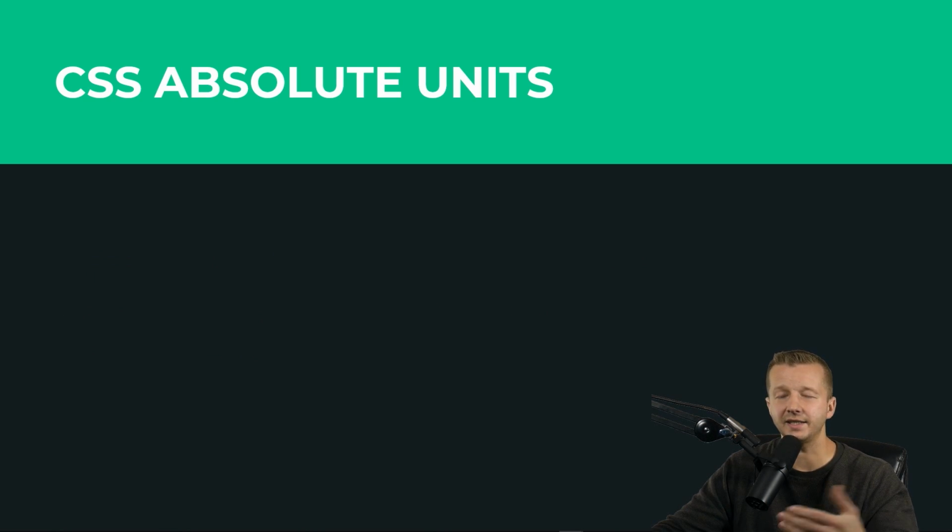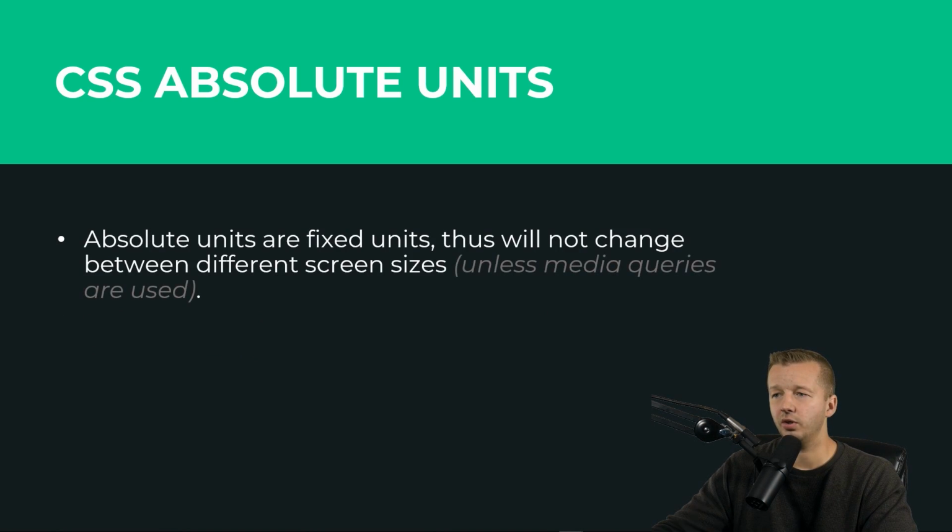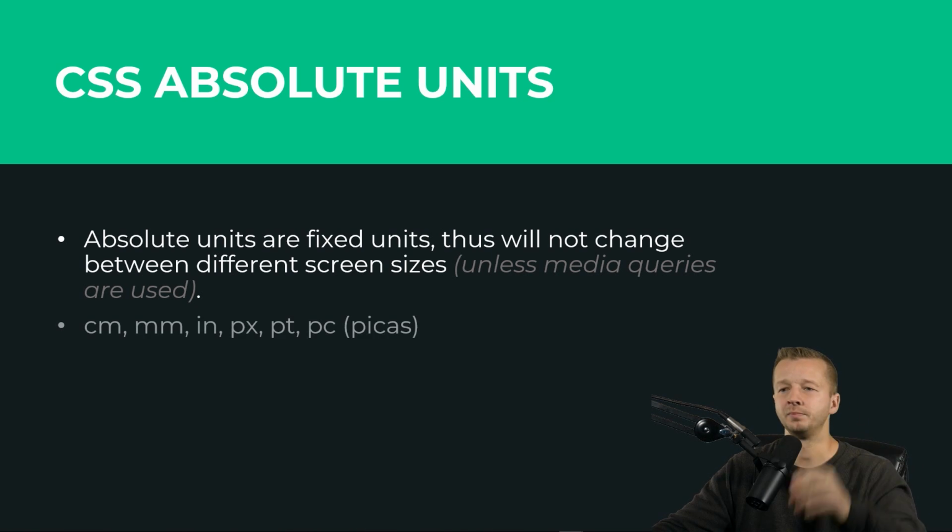So let's talk about CSS absolute units. They're fixed units, thus absolute, and will not change between different screen sizes unless you're using media queries. And I'm going to get into media queries in a second. Common absolute units here would be centimeters, as in cm, millimeters, inches, pixels, points, or picas, which I've never used once in my life.